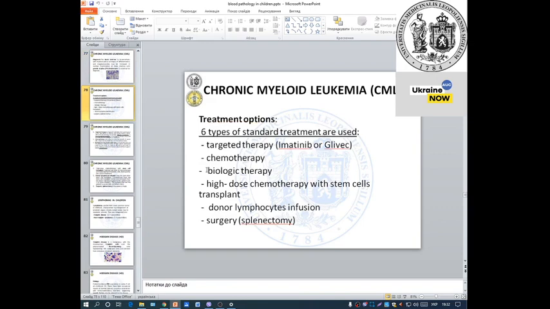There are 6 main treatment options for chronic myeloid leukemia: target therapy with imatinib or Gleevec, chemotherapy, biologic therapy, high-dose chemotherapy with stem cell transplantation, donor lymphocyte infusion, and surgery, or mainly splenectomy.